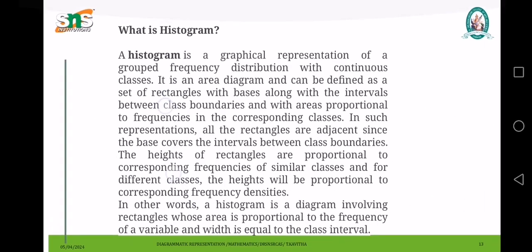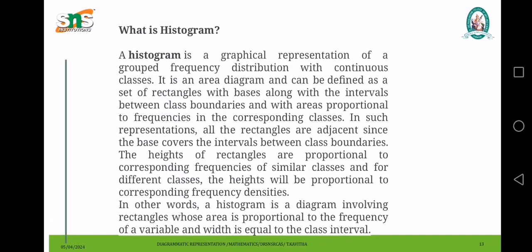Next, what is a histogram? A histogram is a graphical representation of a grouped frequency distribution with continuous classes. It is an area diagram and can be defined as a set of rectangles with bases along the intervals between class boundaries and with the areas proportional to frequencies in the corresponding classes. In such representation, all the rectangles are adjacent since the base covers the intervals between the class boundaries. In other words, a histogram is a diagram involving rectangles whose area is proportional to the frequency of a variable and width is equal to the class interval.